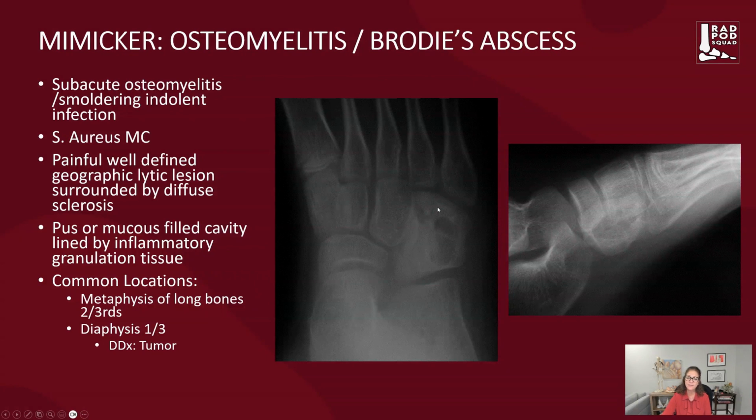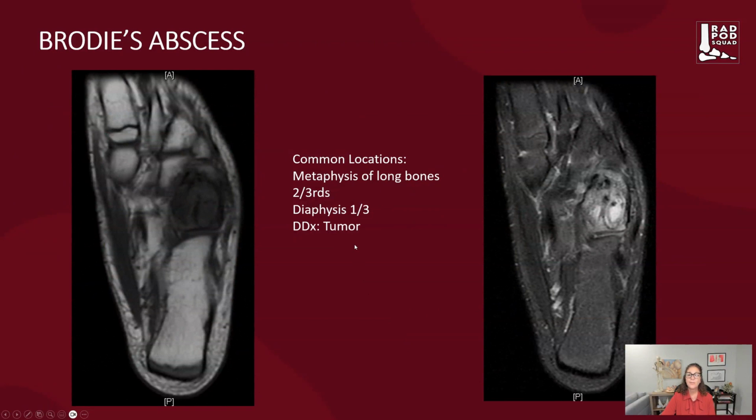Here's an example that I found in the cuboid. This is one of my favorite cases. Very uncommon to have a lesion in the cuboid at all. We can see this lucent lesion and this patchy sclerosis. We can appreciate that on lateral x-ray as well. Brody's abscess, the most common locations, again, the metaphysis of long bones and the 2/3 diaphysis in about a third. And the differential diagnosis of a lesion that looks like this, of course, would be tumor.